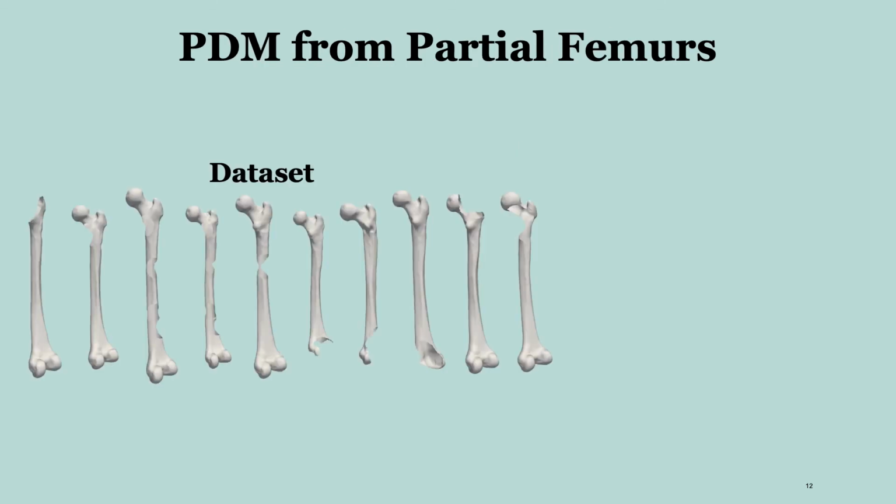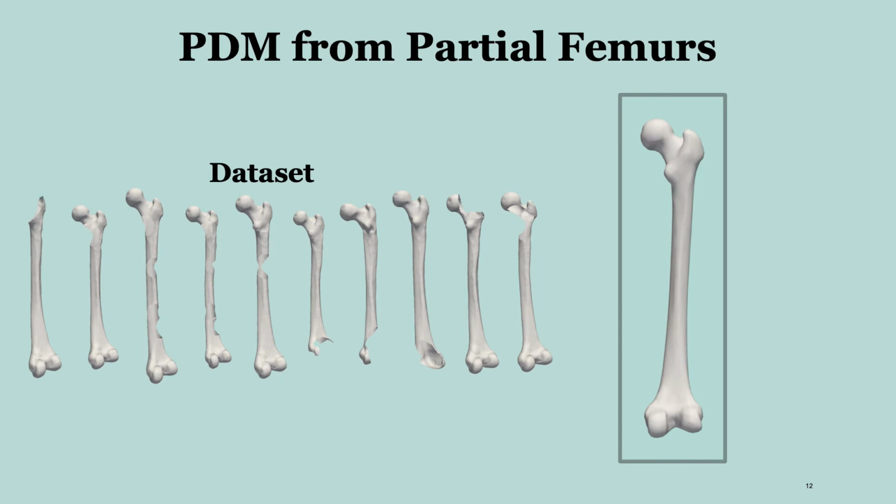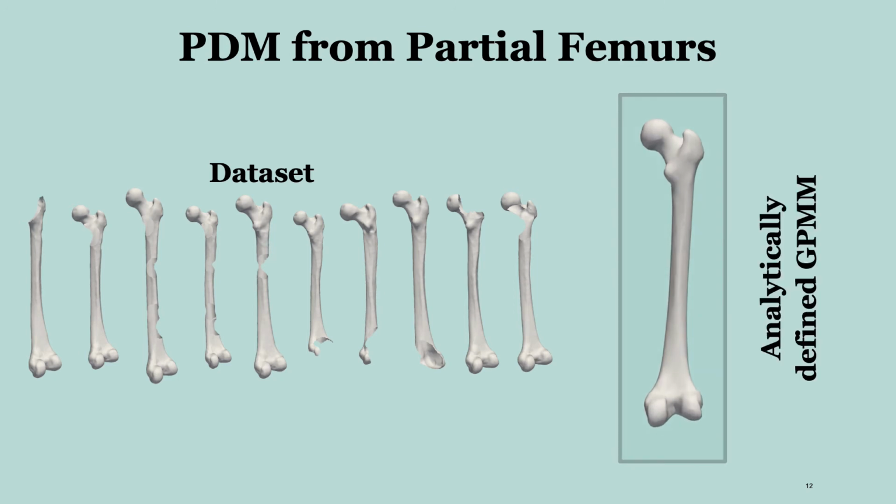Now let us have a look at a practical example. So here we have 10 partial femurs from which we want to create a point distribution model. For this, we need one complete reference shape. Then we define our prior information as kernel for the Gaussian process and construct our Gaussian process morphable model.